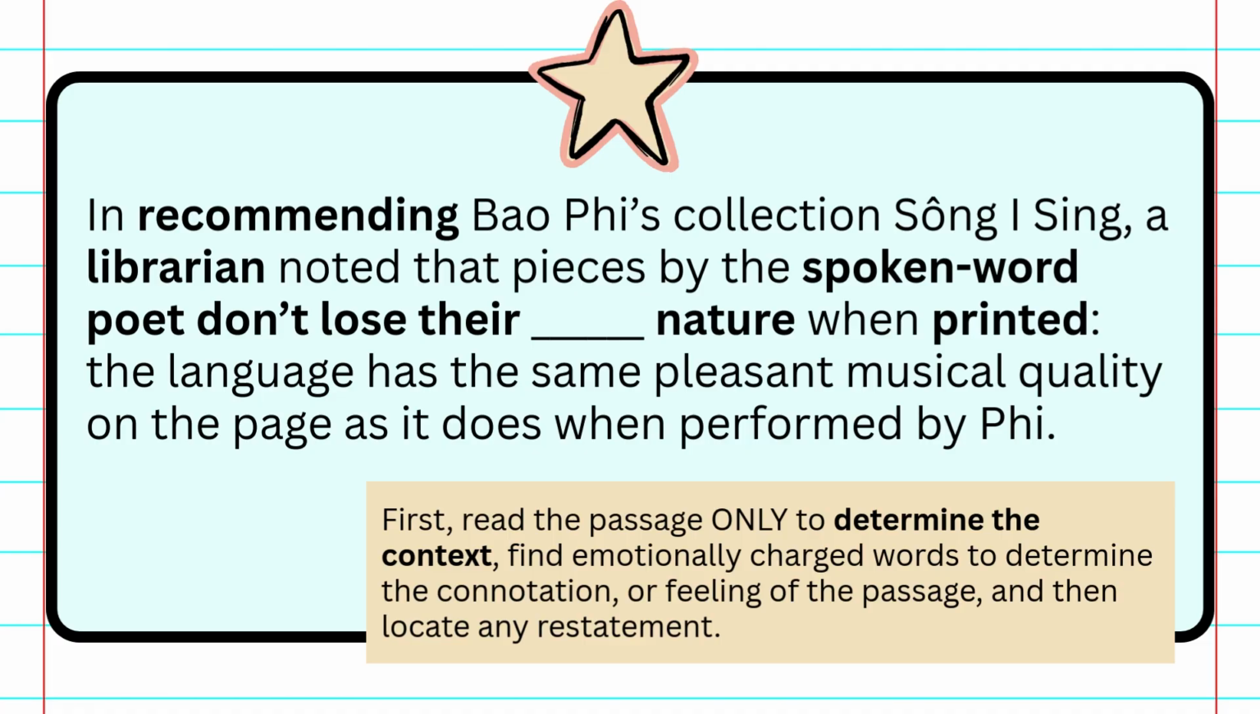Let's work an example together, moving through the steps. Only the passage is listed here. I want to make sure that at first I only read the passage because I have a few things to figure out before I can jump to the answer choices. Let's read it together.